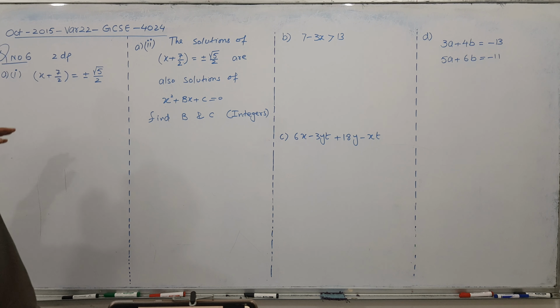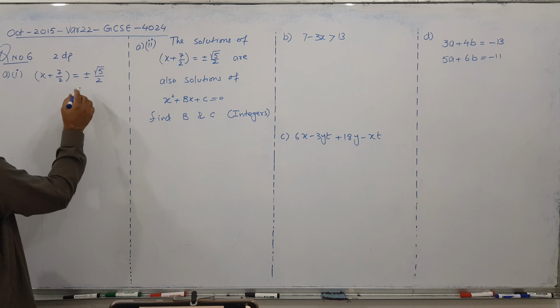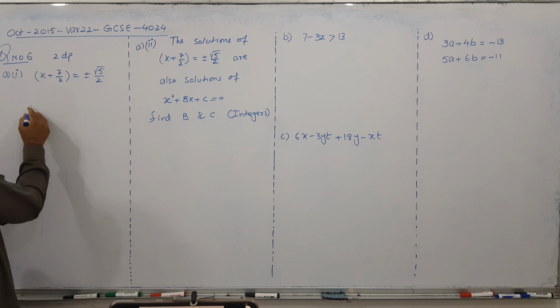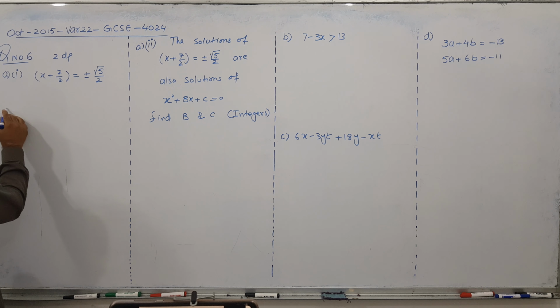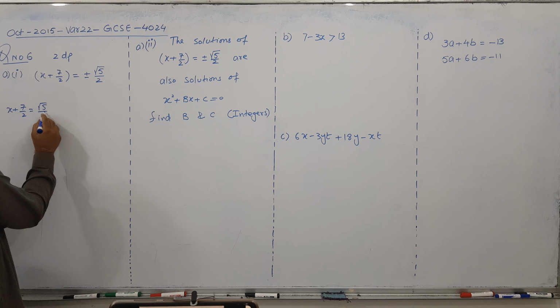Bismillahirrahmanirrahim. This is the October 15, 22 variant, question number 6. This is a simple question. We have to simplify. The best technique to start is one time plus and one time minus. So x plus 7 by 2 equals root 5 by 2.